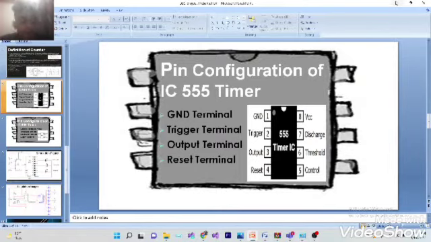The topic name is pin configuration of IC 555 timer. GND terminal: pin 1 is the GND pin, which is used to supply 0 voltage to the IC. Trigger terminal: pin 2 is the trigger pin. The trigger pin is used to feed the trigger input when the 555 IC is set up as a monostable multivibrator.